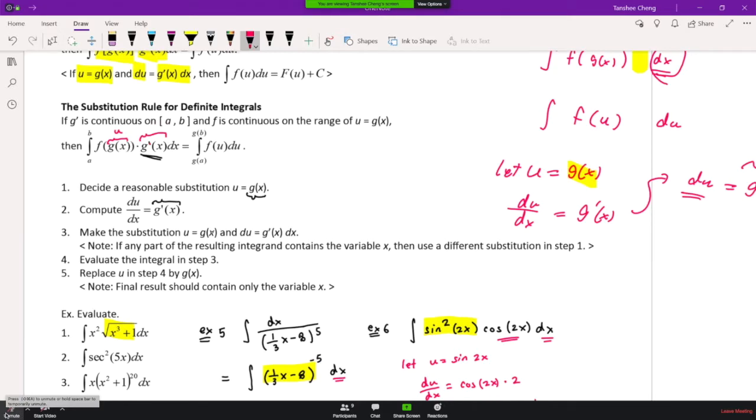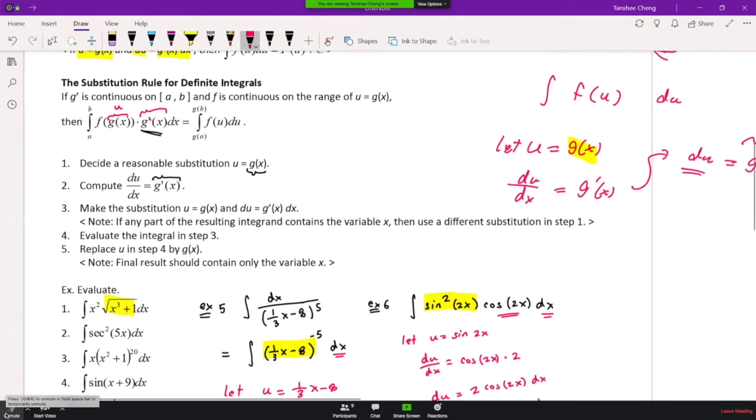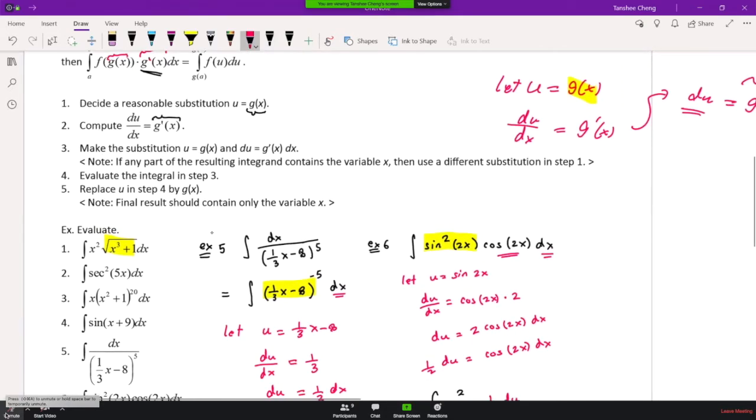Like for example, this one, okay? When you said earlier, let u be equal to 2x, right away what I think about is, if I let u be equal to 2x, what about my du? My du will be 2 dx, because the derivative of 2x is 2. And then that's not going to help you to simplify my integrand right here. So right away, I sort of know that that will not work.